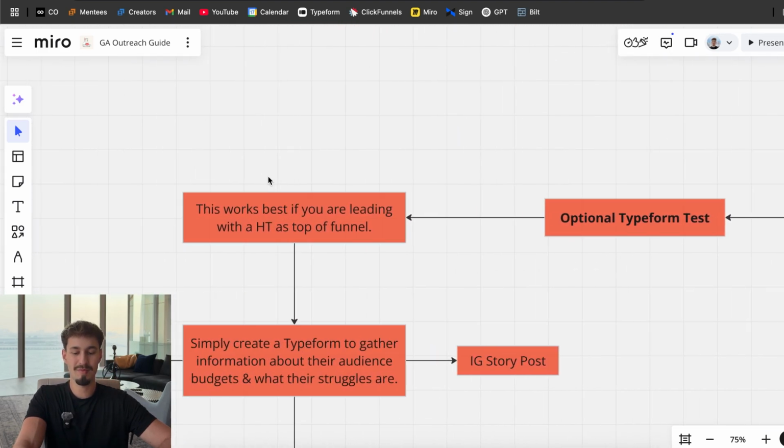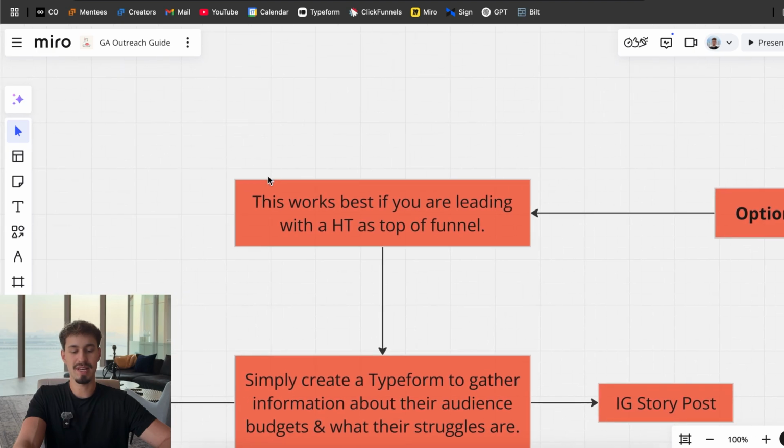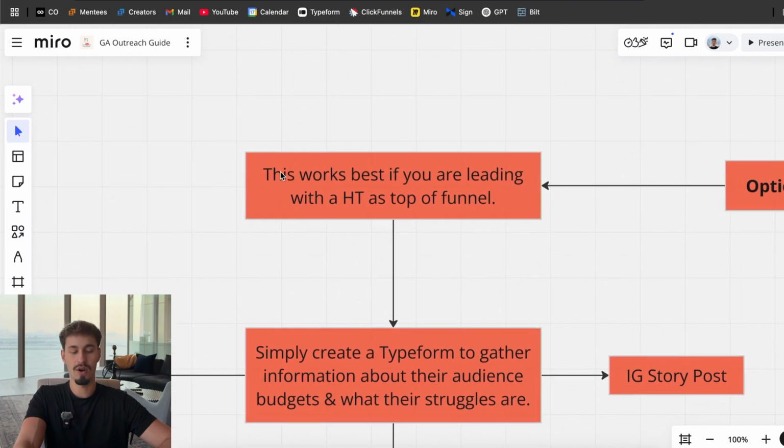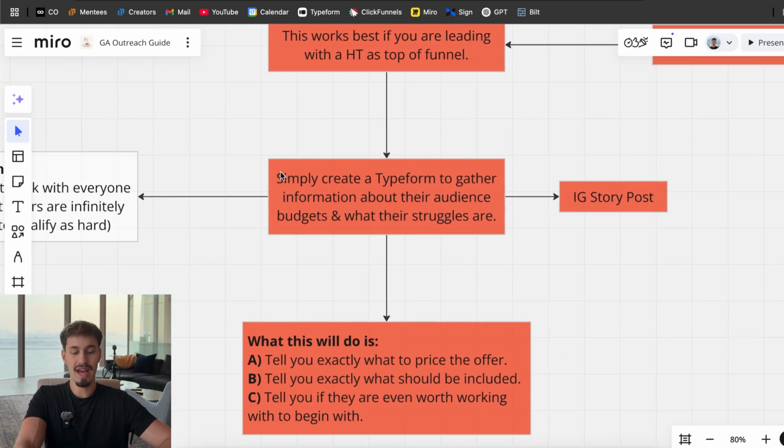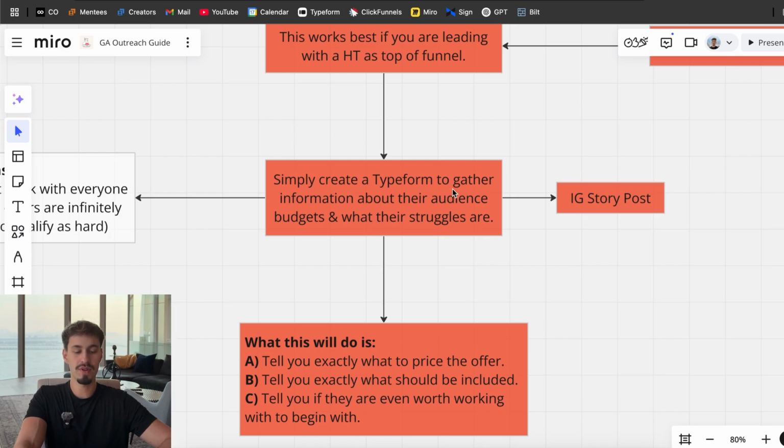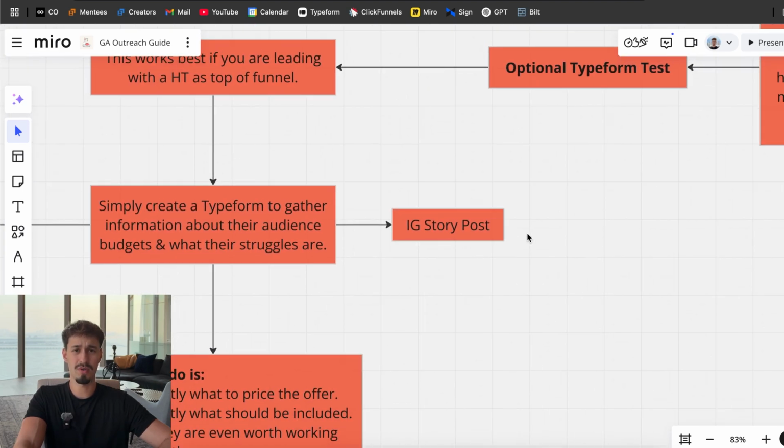I do a Typeform test. So this works best if you're leading with a high ticket as top of funnel, and all you do is you simply create a Typeform, you gather information about their audience, budgets, and what their struggles are. You can do this through an Instagram story post, really, really simple.